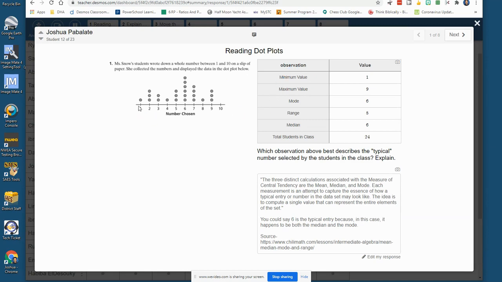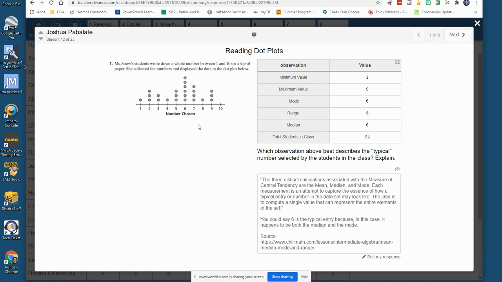We can see that the minimum is 1, the maximum is 9, and the mode, which is the number that occurs most often, in this case is 6. The range is the difference between the minimum and the maximum, so it's going to be 8, because 9 take away 1 is 8.